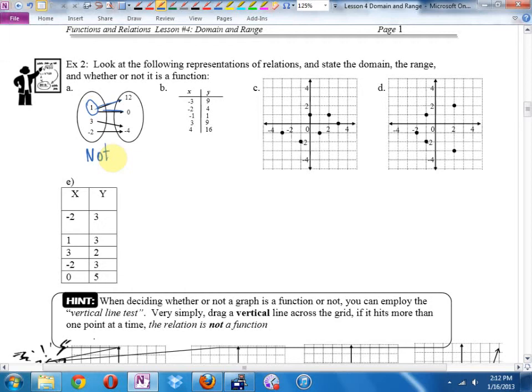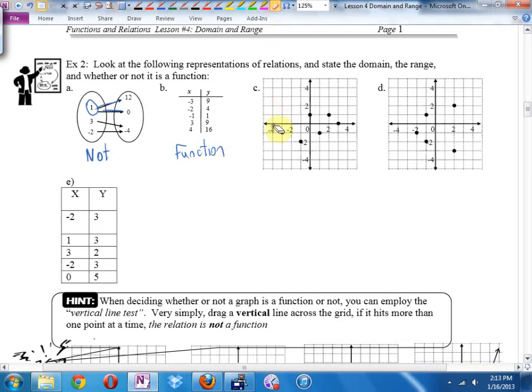What about graph B? What about this table of values? Look closely. Do you see any x values appearing twice or any x values that are joined up with two different numbers? Brody? That is a function.